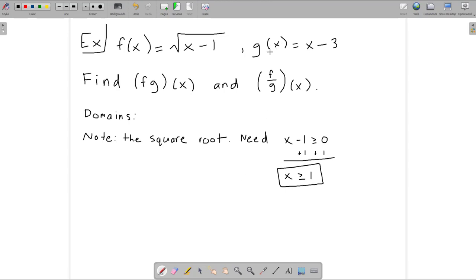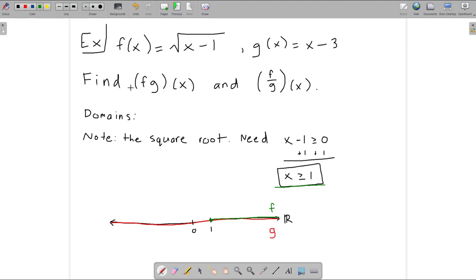Looking at g, g is just a linear function, right? So the domain of a linear function is all real numbers. So if I draw my number line, this is the real line, it's the real number symbol. With g, I get this whole thing. But with f, I can only take x is greater than or equal to 1. So let's say this is 0 and 1 is right here. With f, I'm allowed to plug in 1, and then everything greater than that. So the overlapping domain is this part. So the domain that I want to be looking at is this x is greater than or equal to 1.